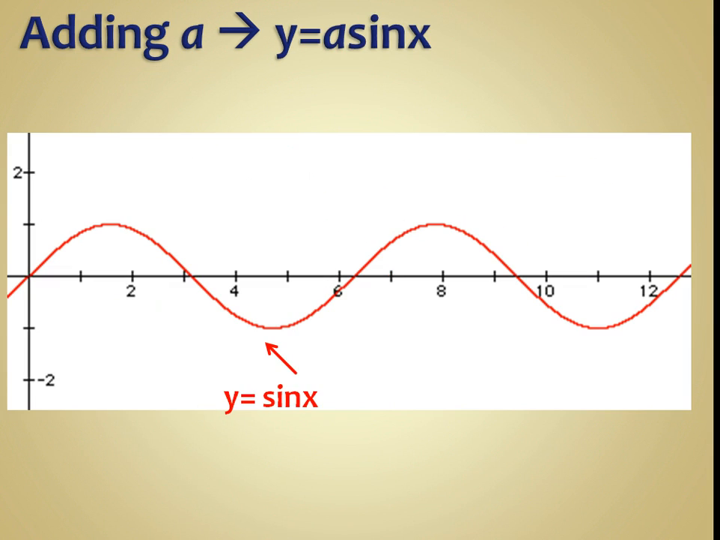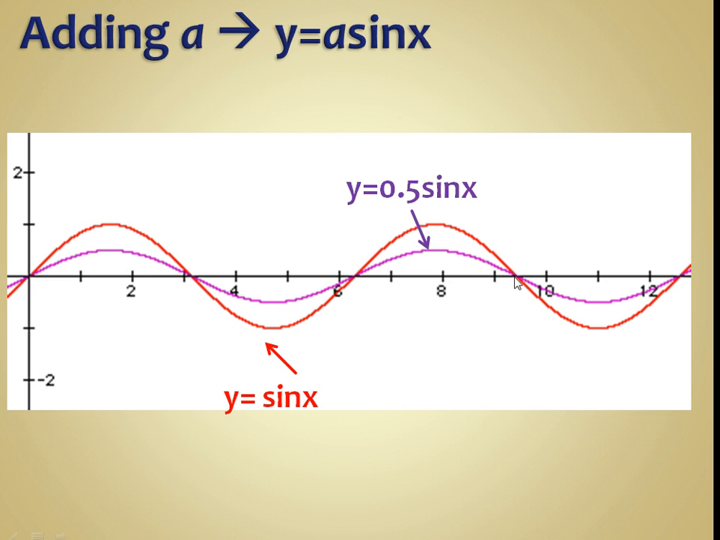Now, what would happen if I actually make the value of a smaller than 1? If it's smaller than 1, I now compress my function. So it shrinks. However, the zeros are still the same.